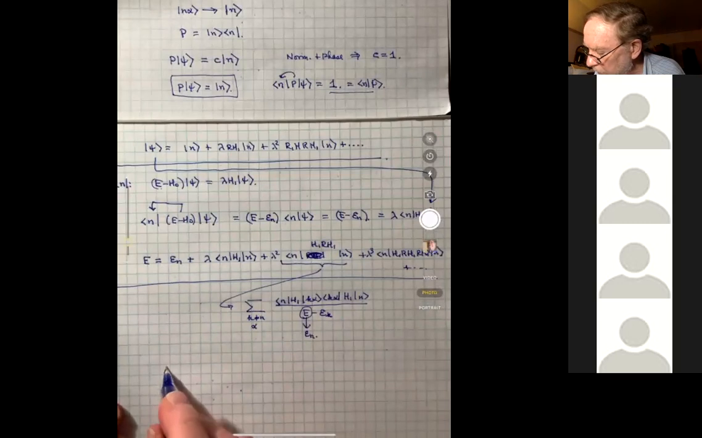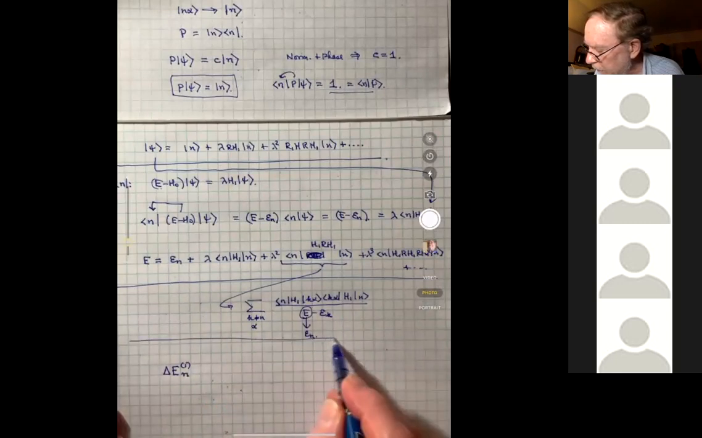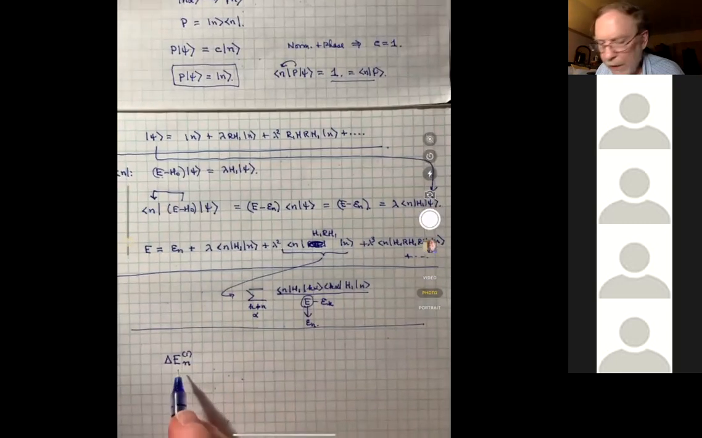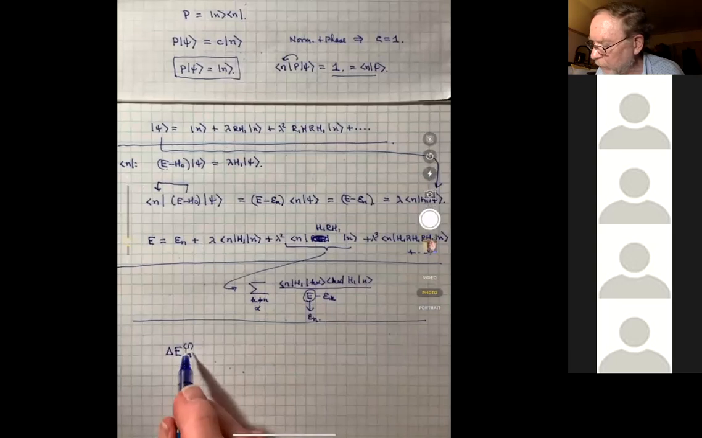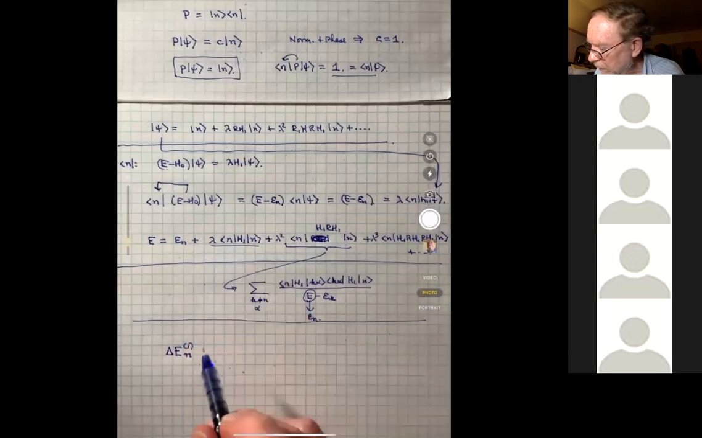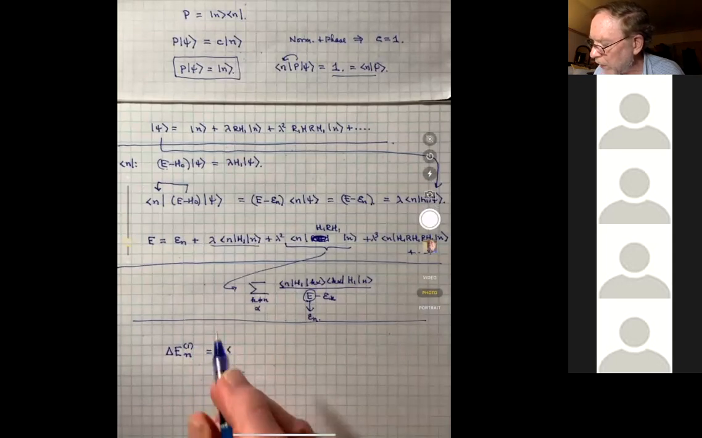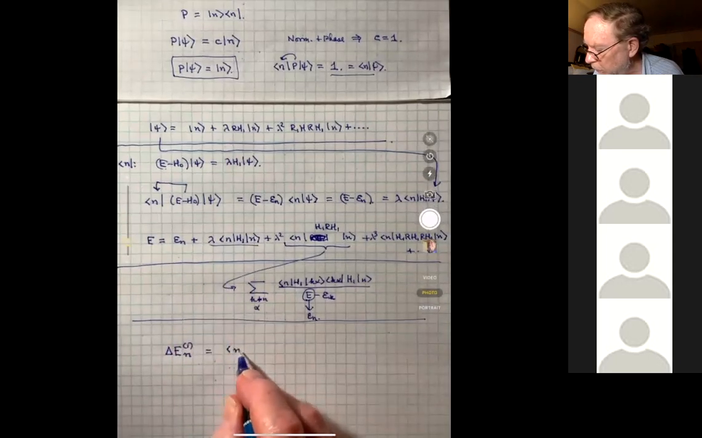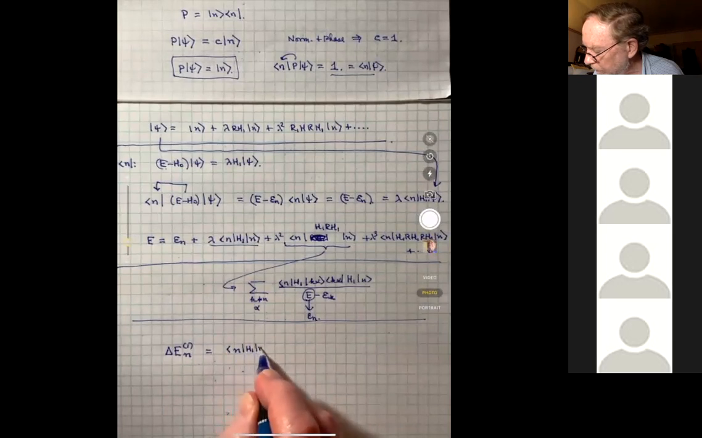Now, if we do this, then we can summarize the results by writing it this way. The energy shift in non-degenerate theory at first order, let me write it as delta E sub n with a superscript 1 giving the order of perturbation theory, is just this first term here. That's equal to, and I'll suppress the lambda now, I'll set lambda equal to 1, n H1 n, like so.